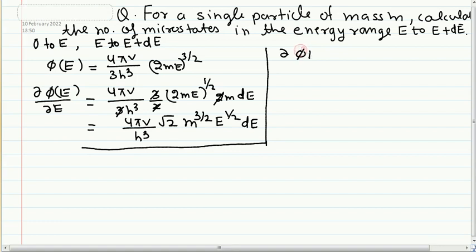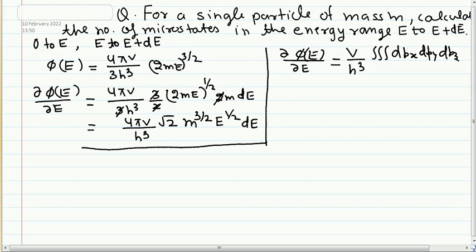So dΦ upon dE is equal to volume V divided by h cube, and then the triple integration over dpx, dpy and dpz. This first equation, the fundamental equation, is taken from there.